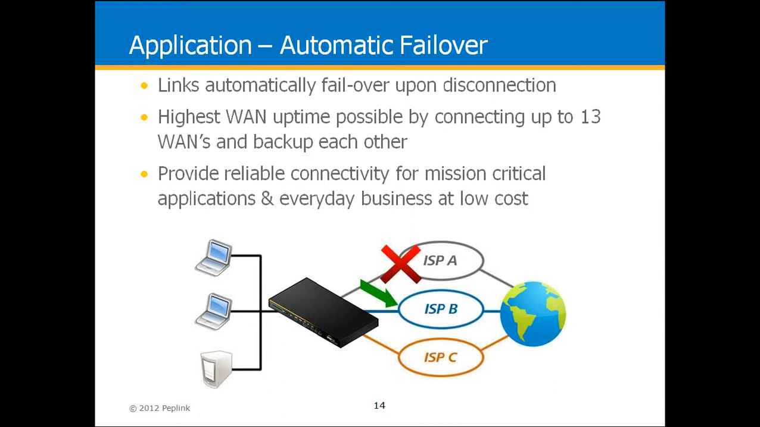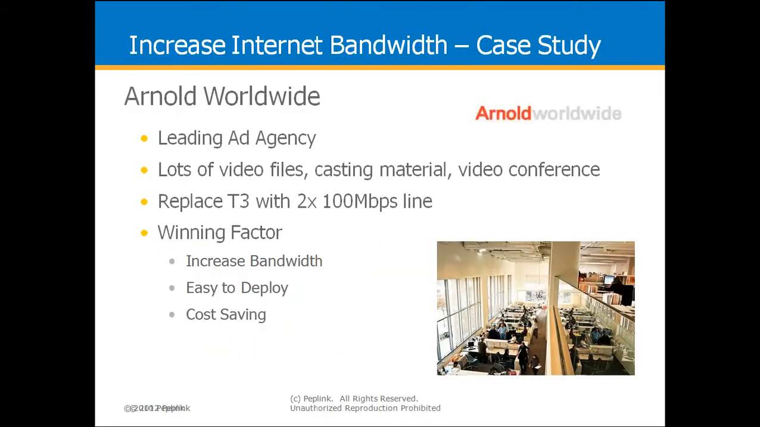Links automatically fail over upon disconnection. You can achieve the highest WAN uptime possible by connecting up to 13 WANs and back each other up. Provide reliable connectivity for mission-critical applications and everyday business at low cost. And this slide just simply shows that in the event ISP-A fails, all traffic automatically routes across ISP-B or C in real time with no need to mess with any settings or rebooting or anything like that.